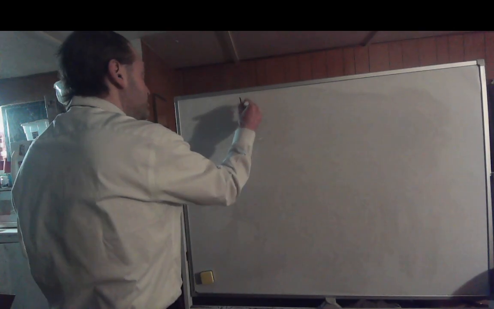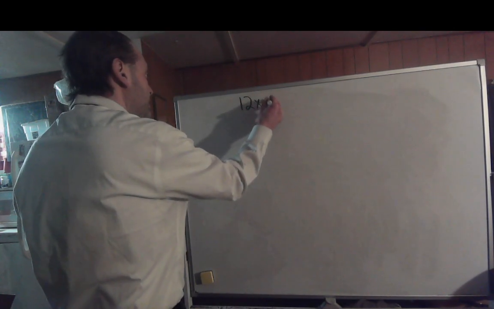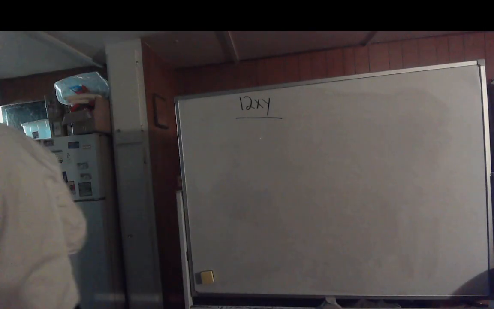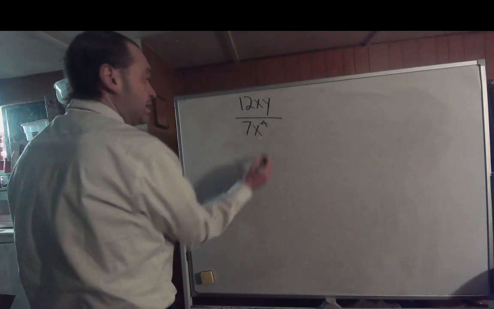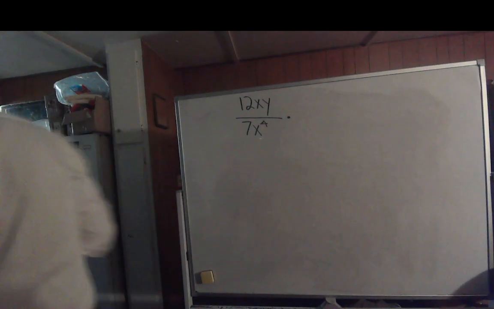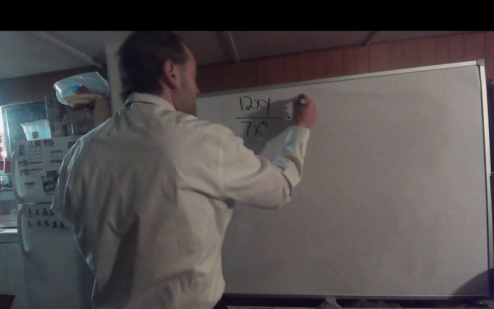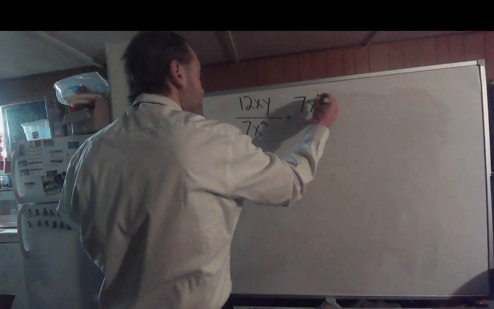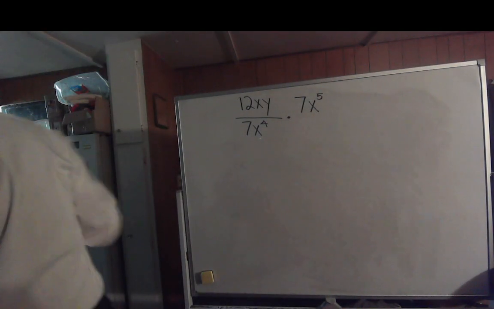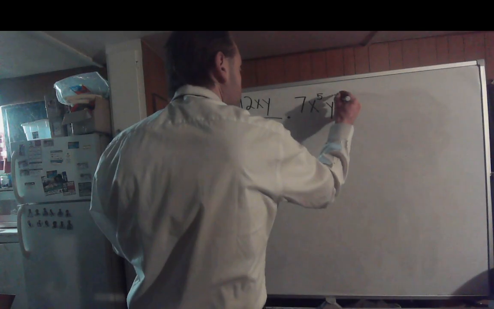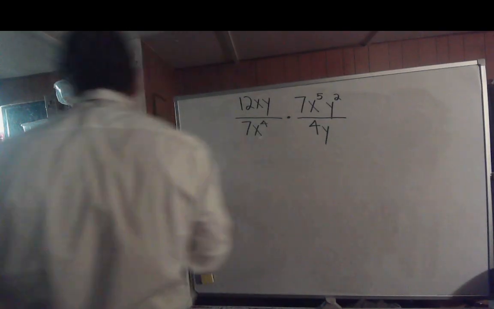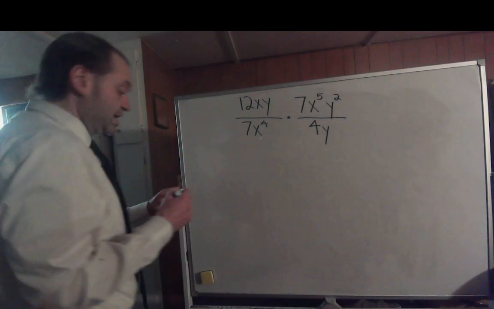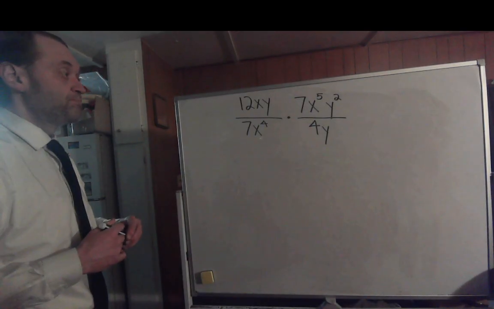All right. So we have 12xy divided by 7x to the 4th. That all times 7x to the 5th y to the 2nd over 4y. They don't hold anything back in this one, do they?